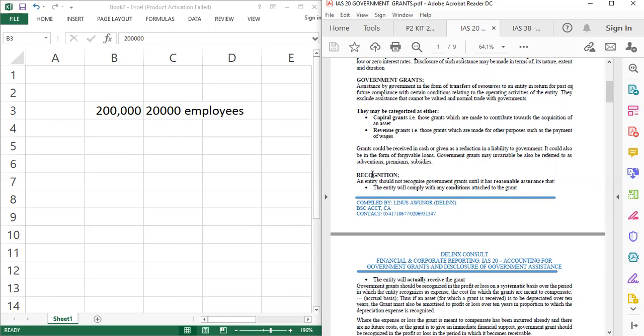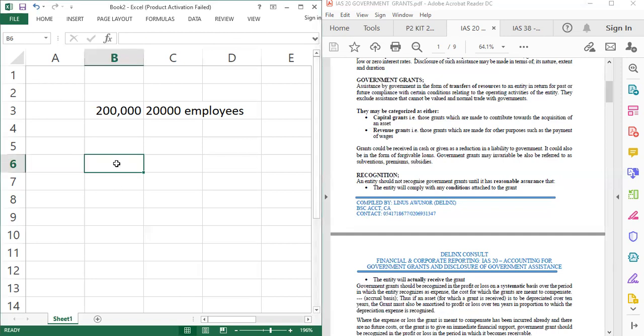I'm saying that IAS 20 does not cover donations, but we are going to talk about when a donation is made. How should we account for that? We are going to talk about that. IAS 20 covers only government grants.